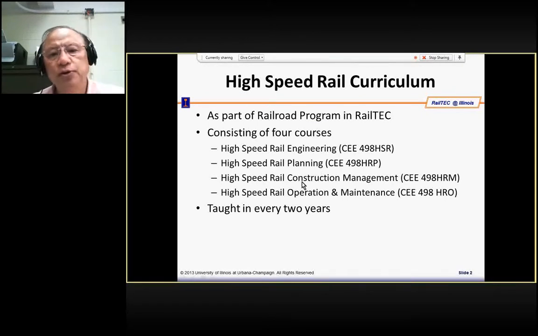Our third class is on construction management of a high-speed rail system. And another class we are planning at the present time is on how to operate and maintain a high-speed rail system. So these 4 classes make up our high-speed rail curriculum, which includes high-speed rail planning, designing, construction, and operation and maintenance. And we hope with this we can introduce a comprehensive understanding of the high-speed rail system.